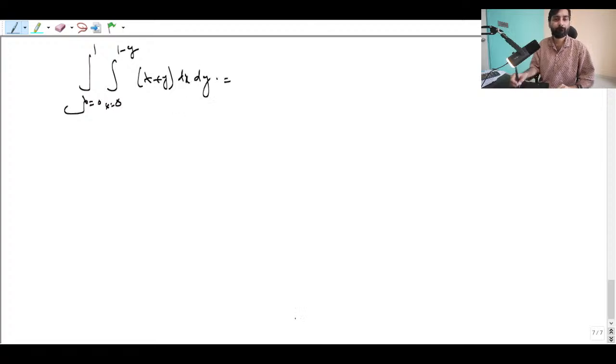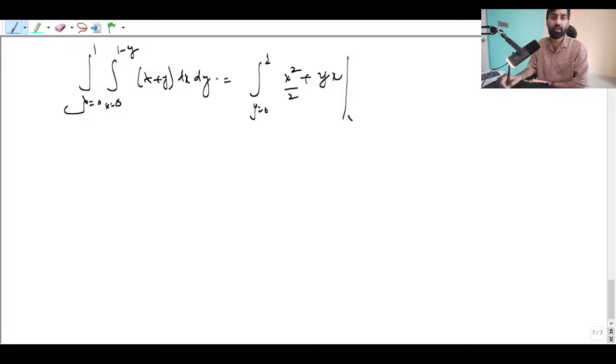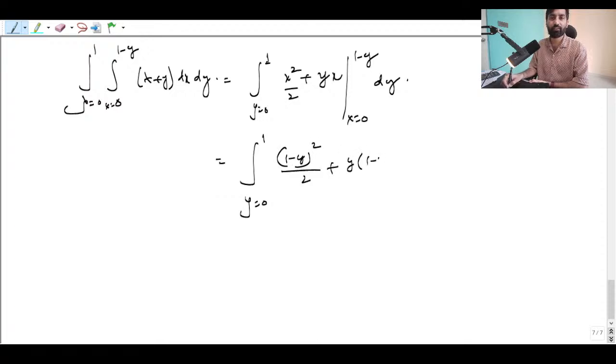You have to accept this procedure, there is no other procedure, understand? So first of all, y equal to 0 to 1 as it is, you keep as it is, treat this guy as a constant, then it becomes x square plus yx upon 2 here, right? And now x equal to 0 to 1 minus y, and this is dy. Now you can plug all these values using the first theorem of calculus. So this is nothing but (1 minus y) whole square by 2 plus y times (1 minus y).